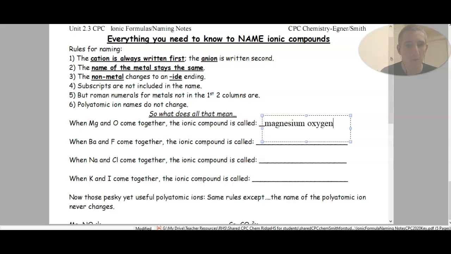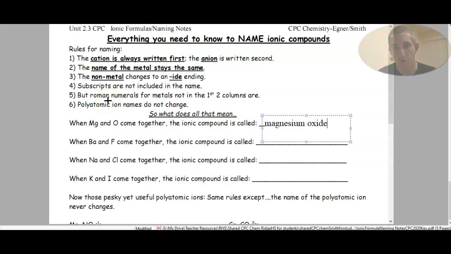If you look at rule number 2, the metal stays the same, so that's magnesium. Rule number 3, the non-metal changes to an IDE ending. So instead of ox, it becomes oxide. There's actually a list of how each element changes. I'm going to do a few, and then I'll show those name changes to you so you can use them later on. Before we even finish that, this is magnesium oxide. Step 4, no subscripts, because it's not a formula, it's a name.